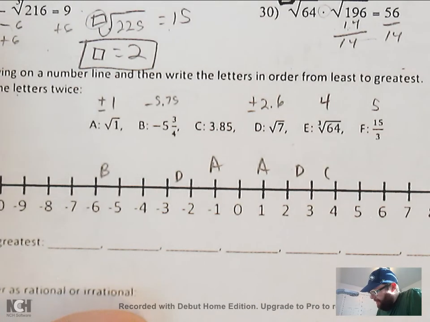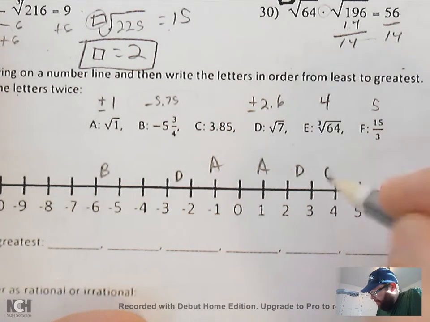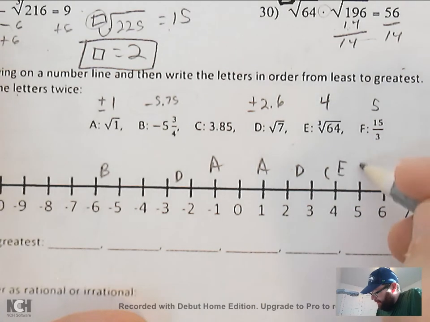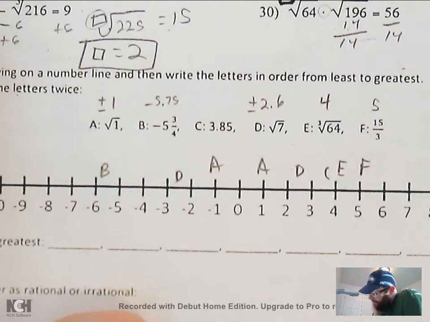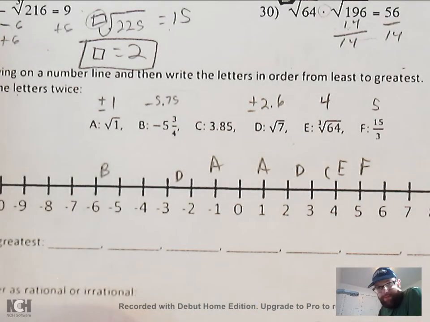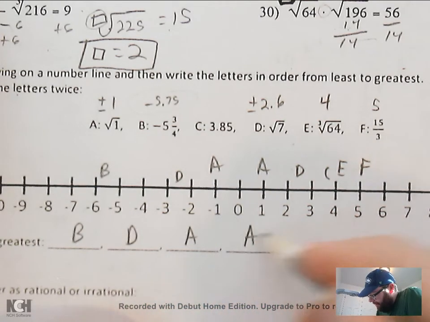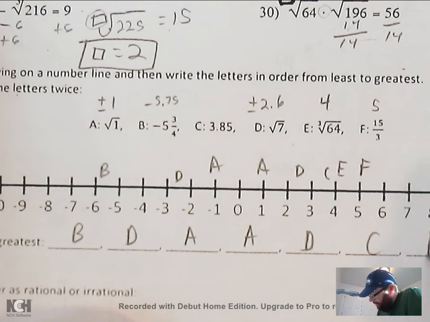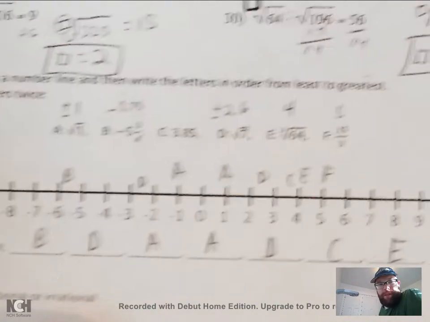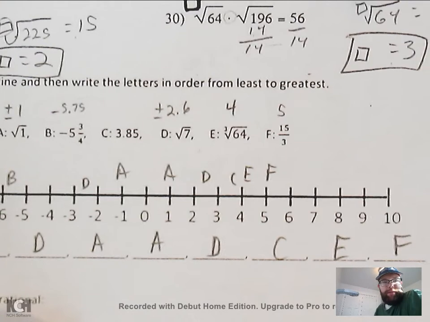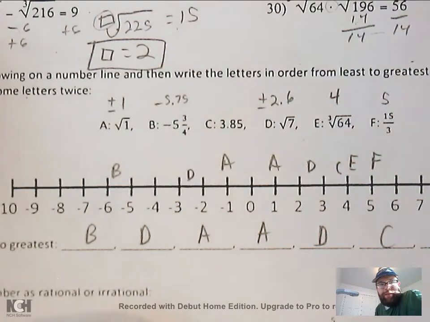Okay. And then 4 is E. And then F is 5. And I think I got everything. B, 2 As, C, 2 Ds, E, F, yeah. So, from least to greatest, just reading it just like I wrote it, it should go B, D, A, D, C, E, F. Just like that. Good. Again, just ordering numbers.